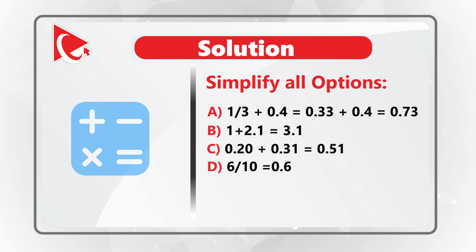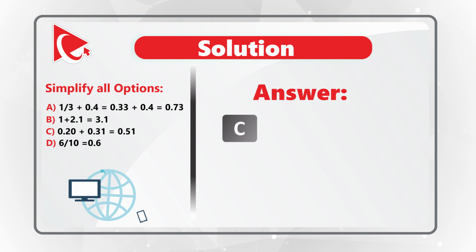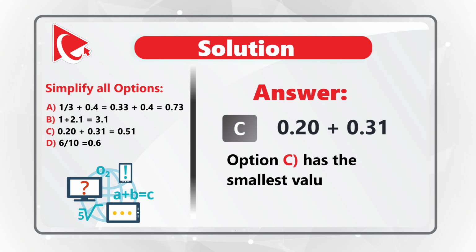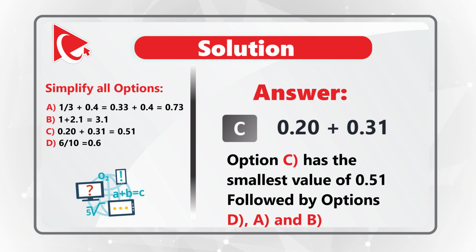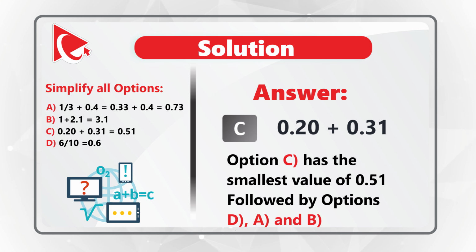Which means if you look at the answers, option C has the smallest value of 0.51, followed by option D, A, and B. Was it challenging for you?